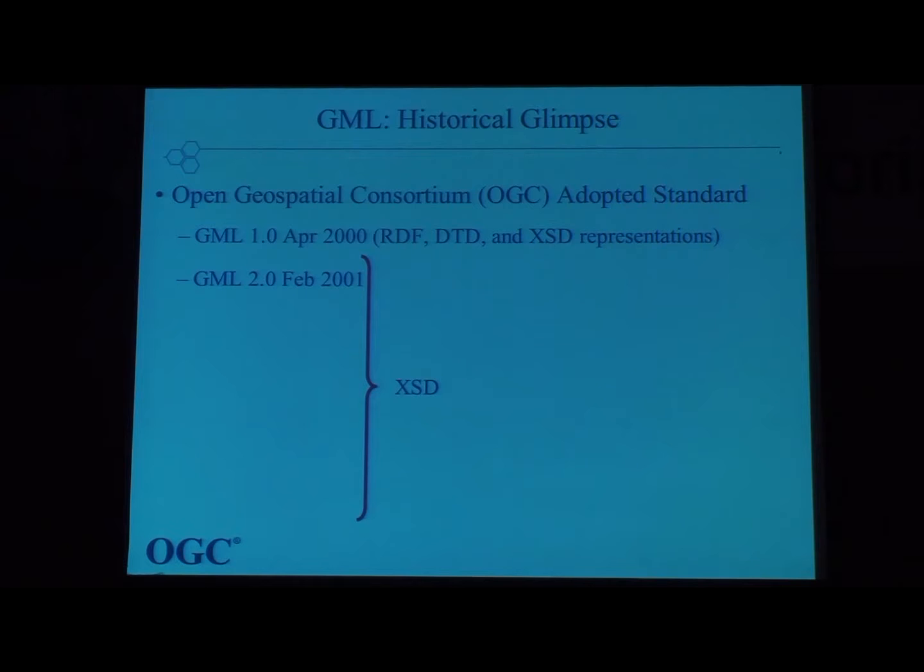And it started with GML 1.0 back in April of 2000. At that time, GML had 3 different representations: RDF, DTD, and XML schema. It turned out that after trials and tribulations, it was XML schema that was the winning representation. So all the following versions of GML ended up being produced, or at least defined, in XML schema.